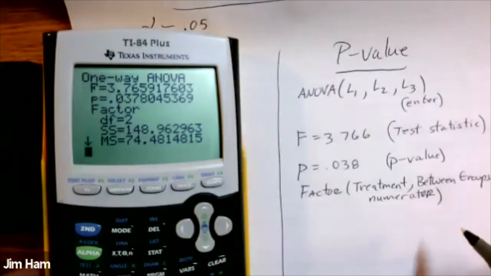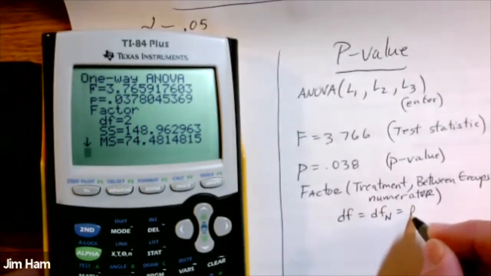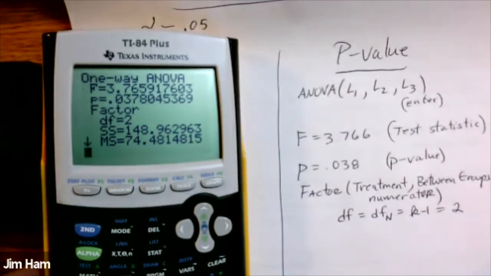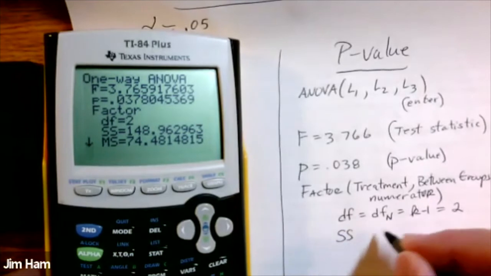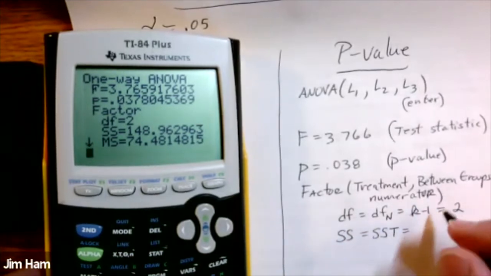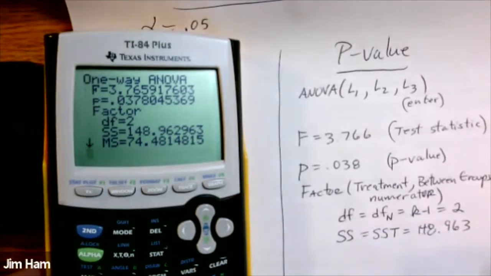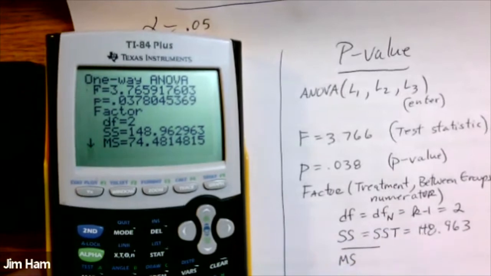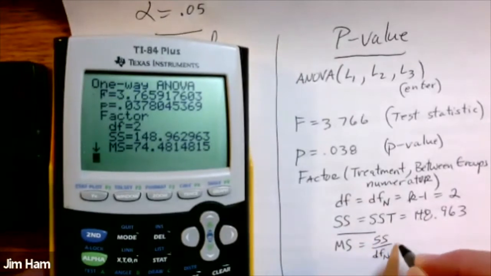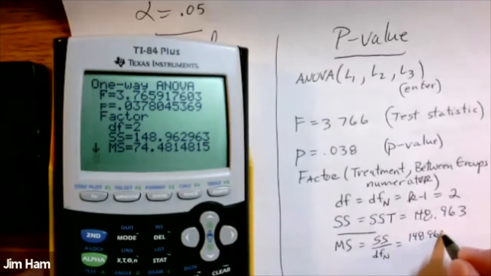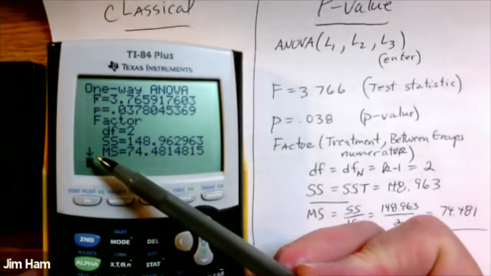The first DF that they give you is the degrees of freedom in the numerator. And remember, that's always k minus 1, and we've already calculated that to be 2. So the calculator just confirms that we knew what the degrees of freedom would be. They give SS, which is the sum of squares of the treatment group, to be 148.963. And then they calculate the mean squares. The mean square is equal to the sum of squares divided by the degrees of freedom in the numerator. So if you took the 148.963 and divided by the 2, you would get 74.481.